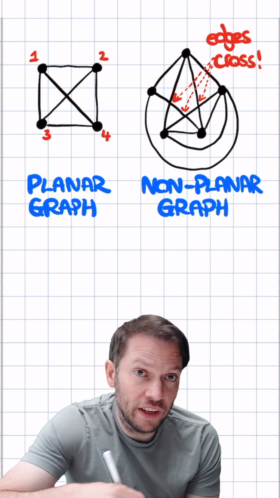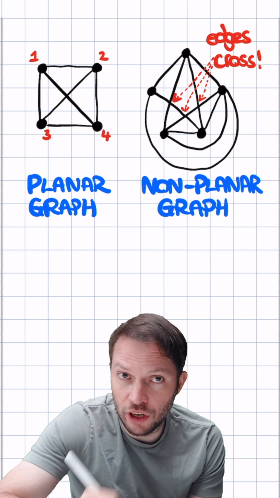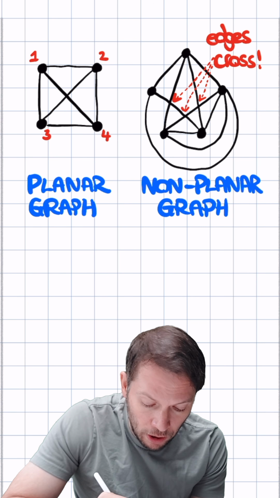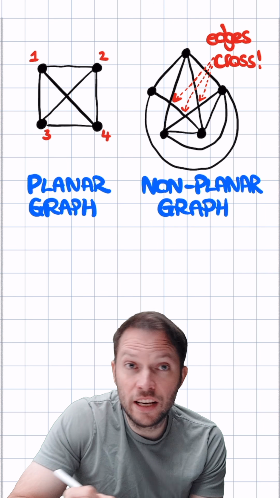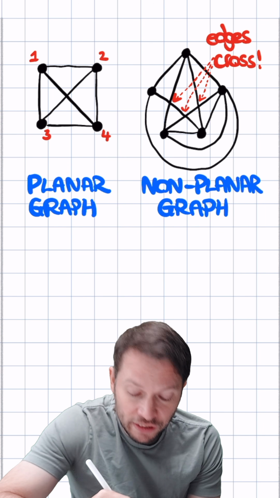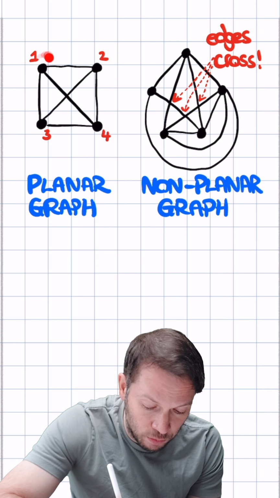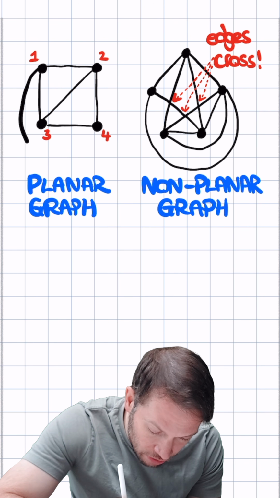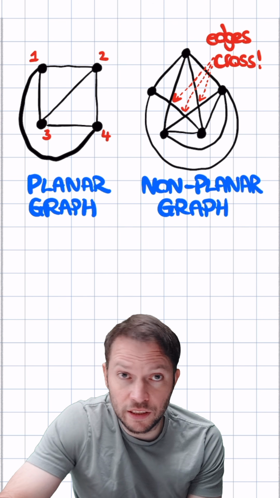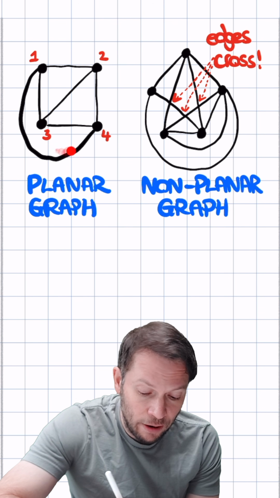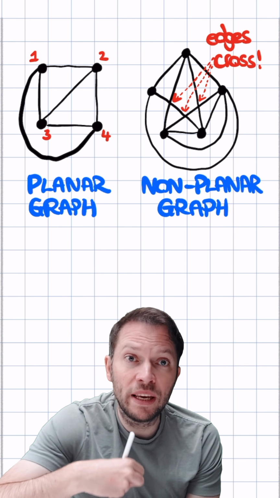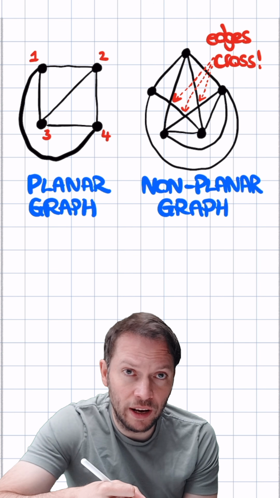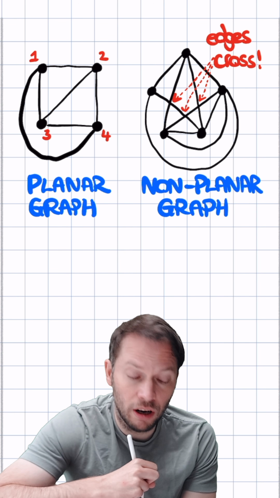A planar graph is where we can draw the edges such that none of the edges cross. Now, you might think, well, these edges cross. And you'd be right. But the thing is, we can replace this edge connecting vertex 1 and vertex 4 with a new edge which goes around the outside. I've still connected the vertices in the same way, but now none of the edges cross. And so therefore, because we can draw the graph without the edges crossing, we call it a planar graph.